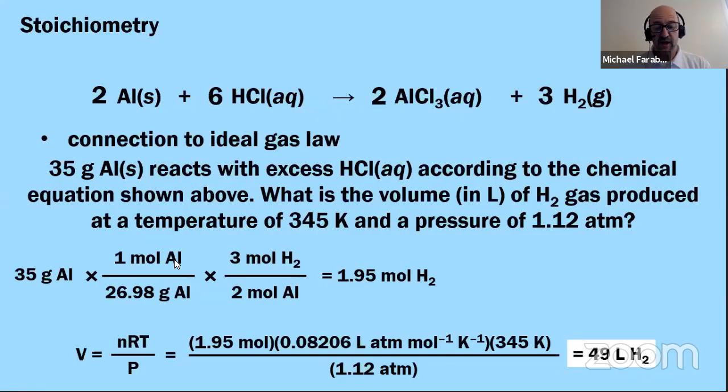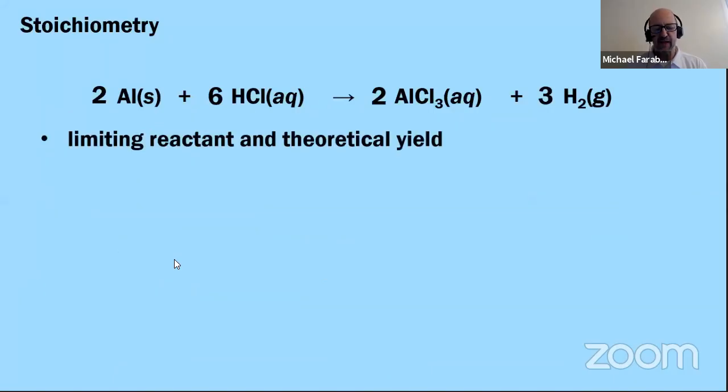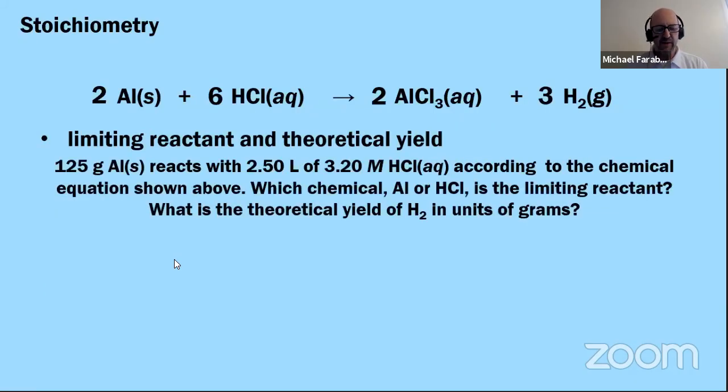All right, next thing I want to talk about in the category of stoichiometry is limiting reactant and theoretical yield. We're given a problem involving two different reactants, aluminum and hydrochloric acid. 125 grams of aluminum reacts with 2.50 liters of 3.20 molar hydrochloric acid. Which chemical, the aluminum or the hydrochloric acid, is the limiting reactant, and what is the theoretical yield of hydrogen in units of grams? There are two ways to solve this problem.